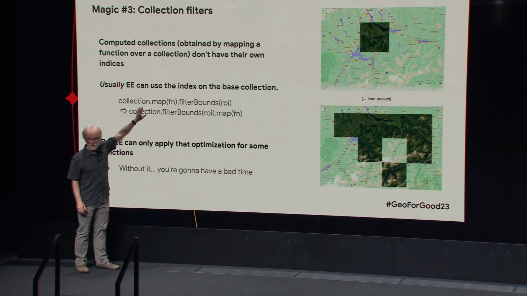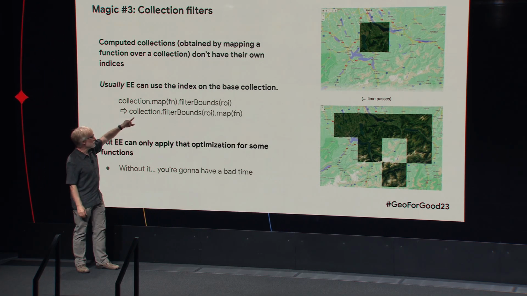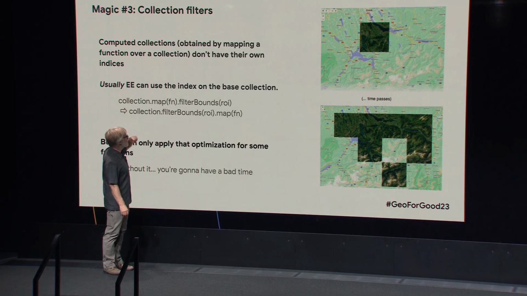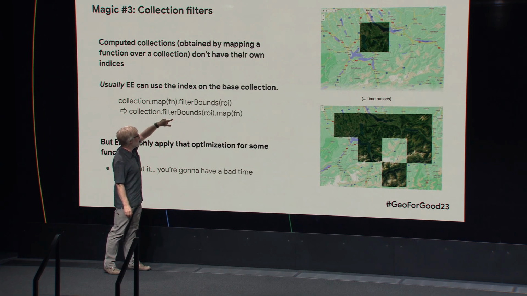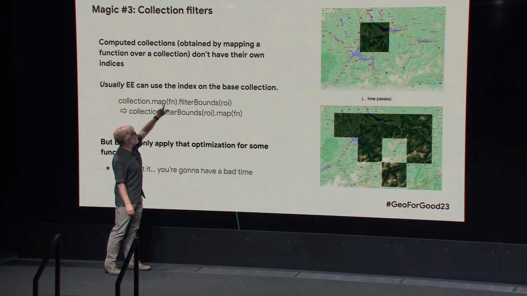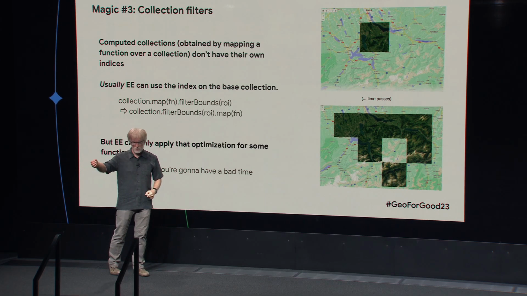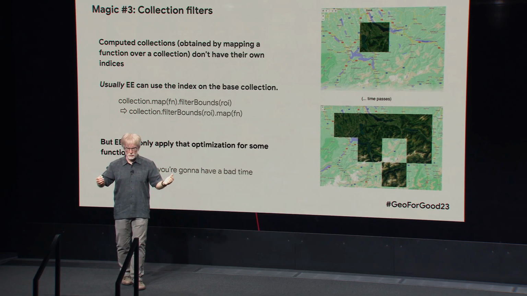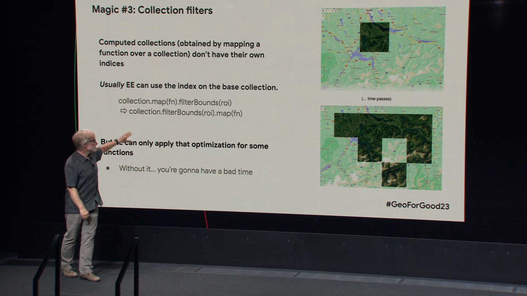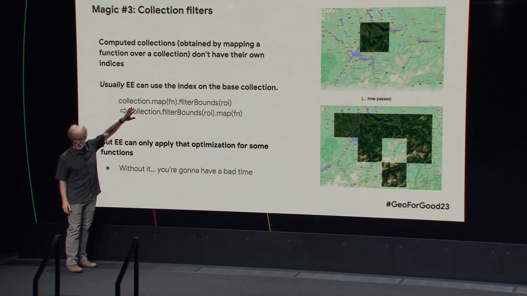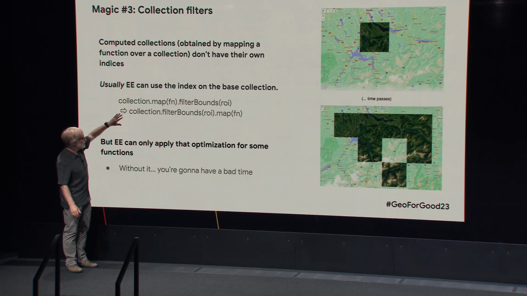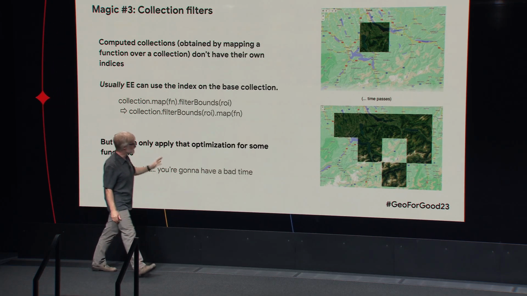And almost always, I can do this. But almost always isn't always. And the assumption that makes this valid is that the result of your function, the output image, has the same footprint as the input image. If that's true, then this is a valid optimization, and Earth Engine will go ahead and do it, and everyone will be happy. If that's not true, you're just going to have a bad time.